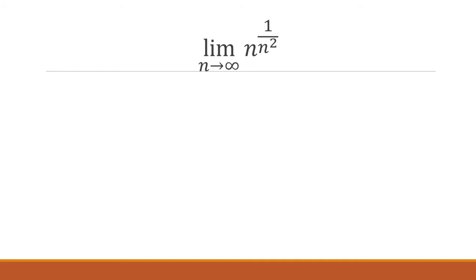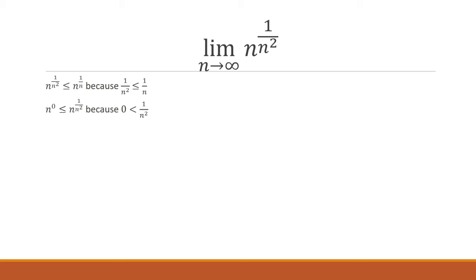Okay, now we're going to use the previous limit to solve this one. So I'm given the limit as n approaches infinity of n raised to the 1 over n squared power. Now, I'm going to compare n to the 1 over n squared with n to the 1 over n power. 1 over n squared is smaller than 1 over n, so the smaller the exponent, the smaller the value of the expression. So n to the 1 over n squared is smaller than n to the 1 over n power.